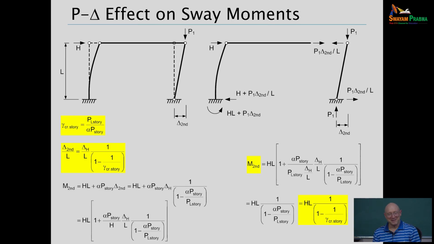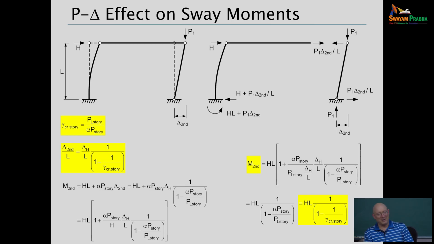You're right. Fundamentally, if I want to know the second order moment, with delta second, it's HL plus P1 times delta second. Done. But we like to typically write what delta second is: delta first times an amplifier. So you're just plugging it in.